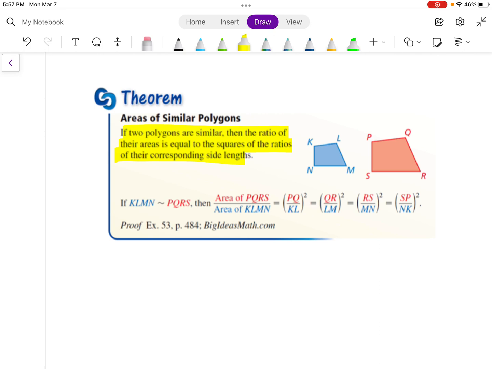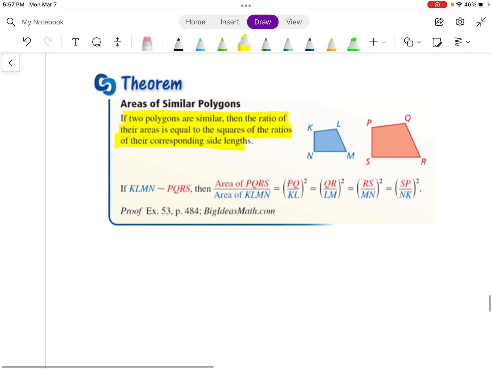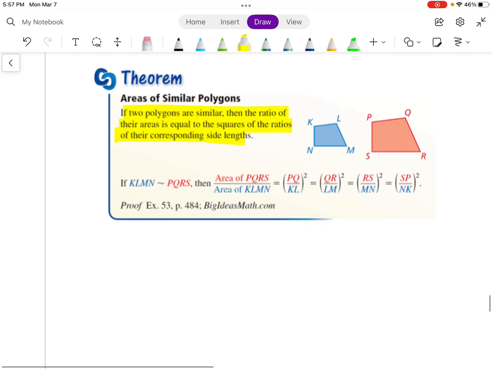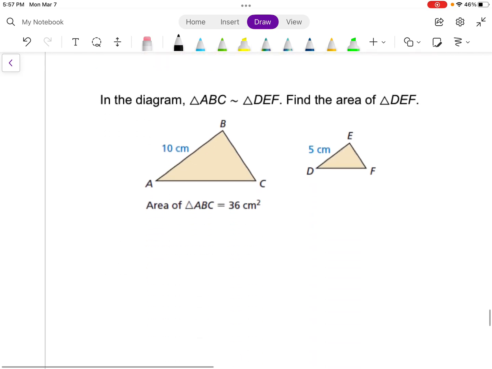Okay, if two polygons are similar, then the ratio of their areas is equal to the square of the ratio of their corresponding sides. All right, so if I come down here, I've got these two triangles, and it tells me that they're similar. So if I know the ratio of their sides, I can find the ratio of their areas.